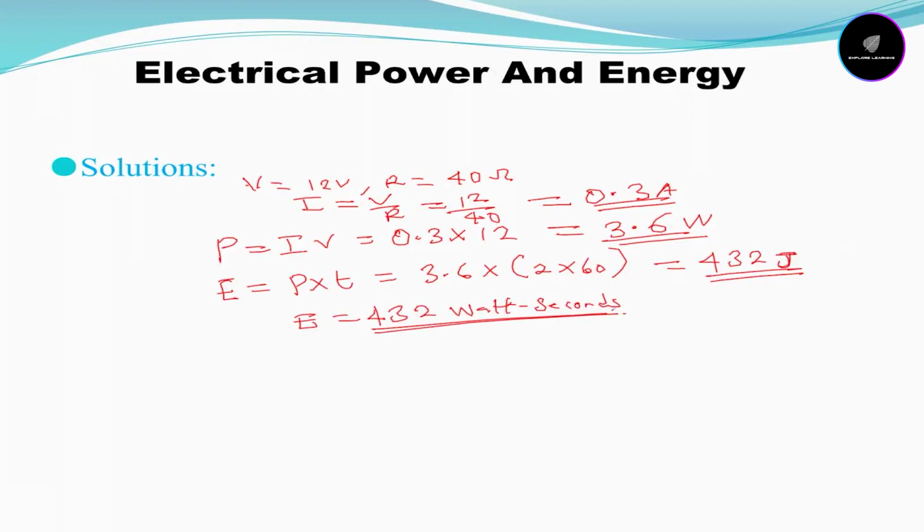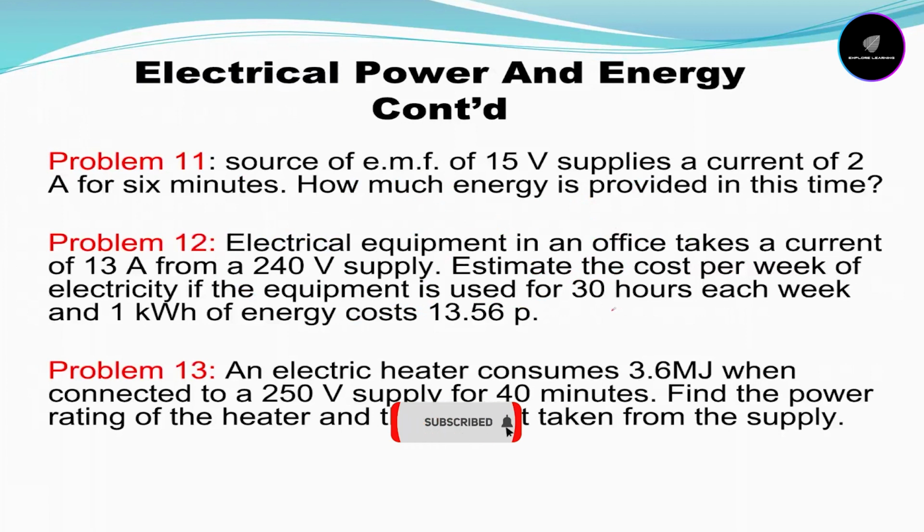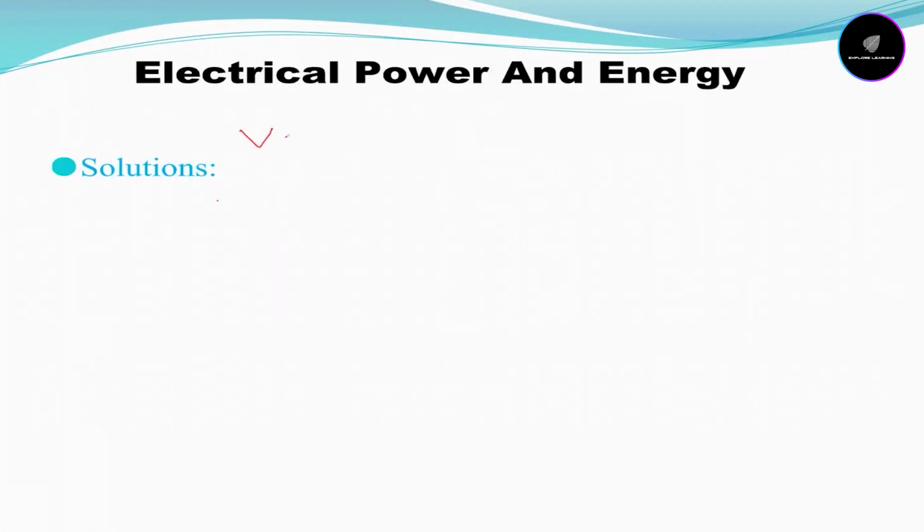Alright, so we have another question that says, the source of EMF of 15 volts supplies a current of 2 amp for 6 minutes. How much energy is provided in this time? Alright, so the first thing we need to do is to know the parameters, okay? Voltage equal to 15 volts. I is equal to 2 amp. Now time is equal to 6 minutes.